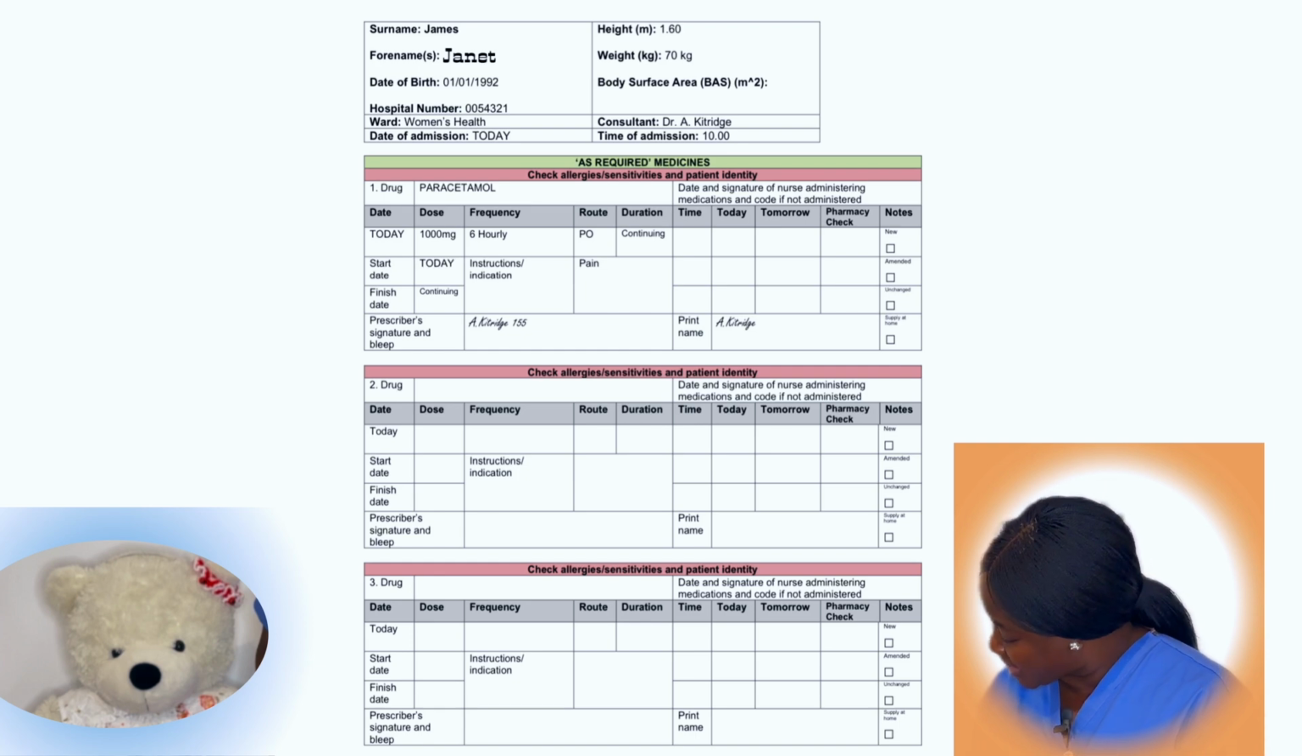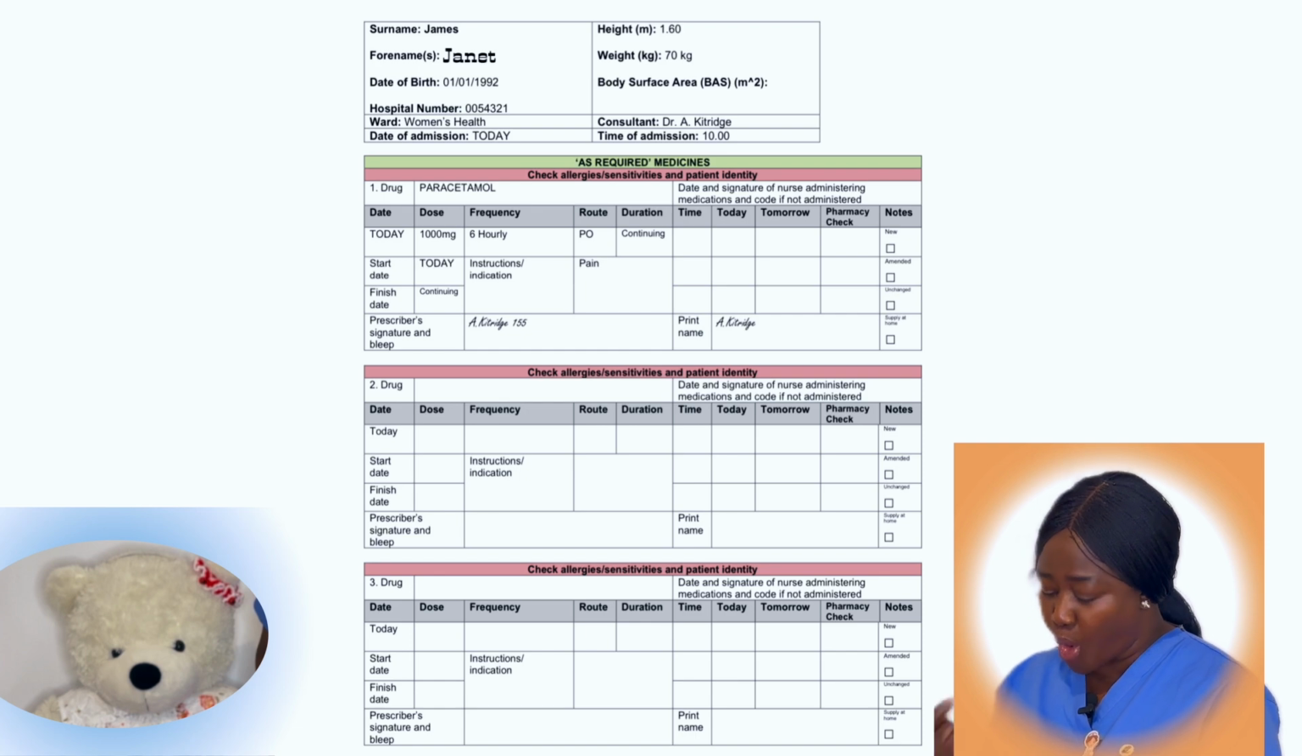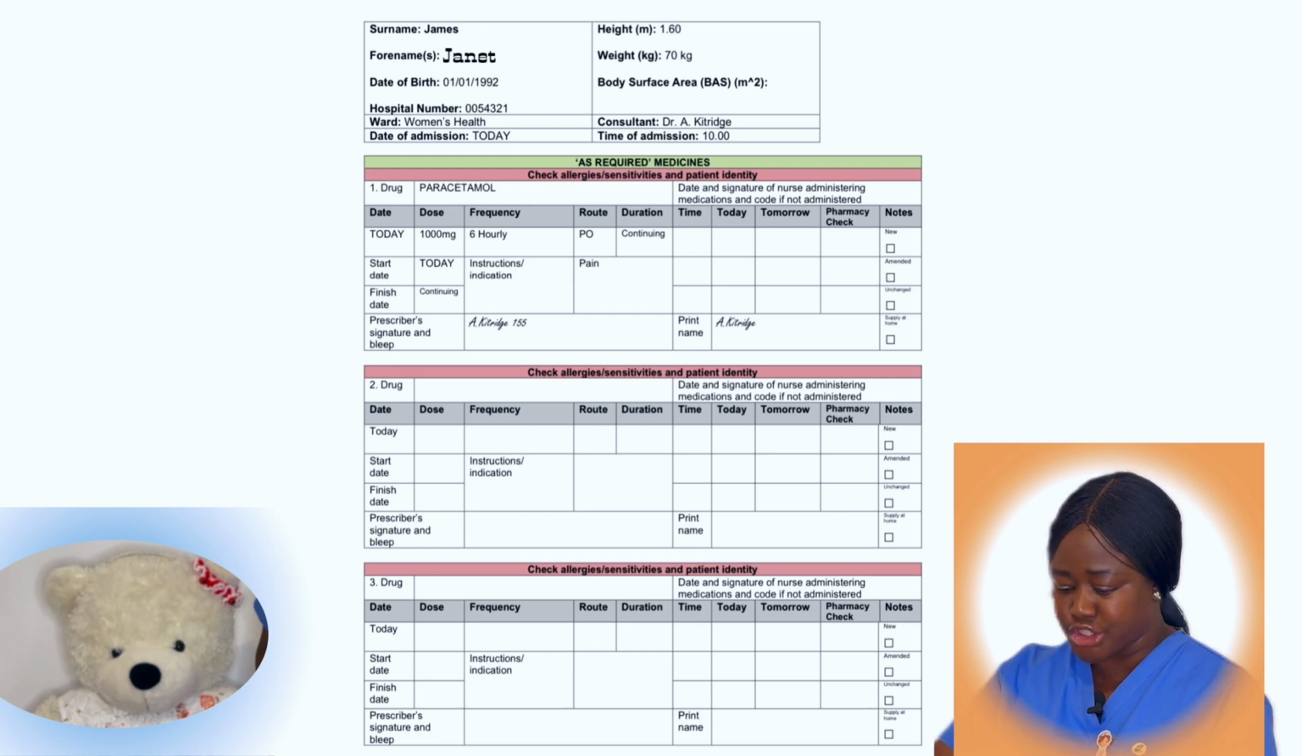But I will not be able to give this, though you said you're in pain. I will not be able to give it because it's just 3 hours since you had paracetamol last. But I'm going to escalate it to the doctor to have something else prescribed for you for the pain. Is that okay with you? Yes, ma'am. Okay, thank you, Janet. So I'm not going to code this because it is as required, but I'm not going to give it at the same time. And there's no other medication that's required.